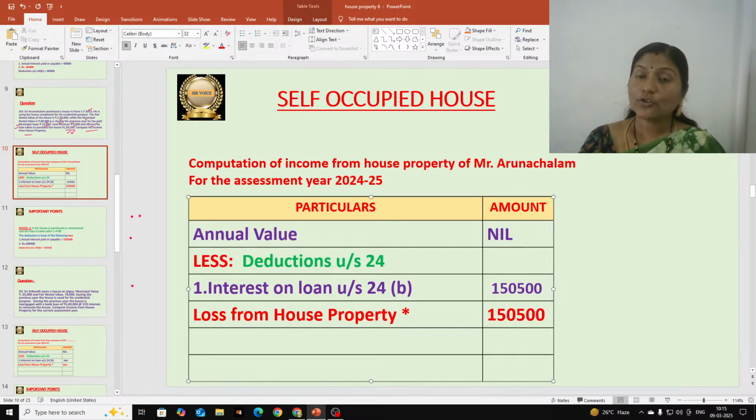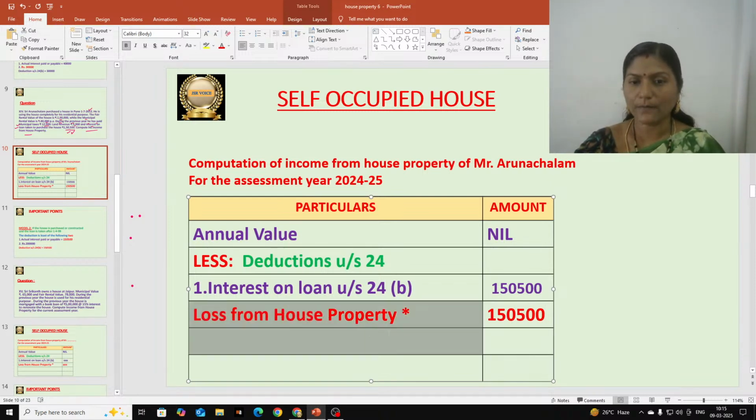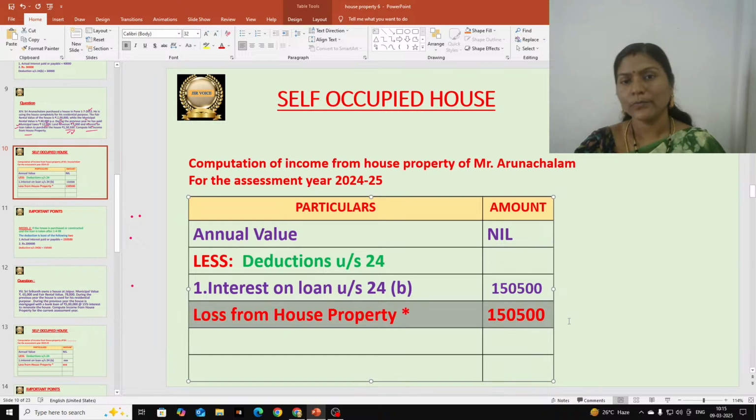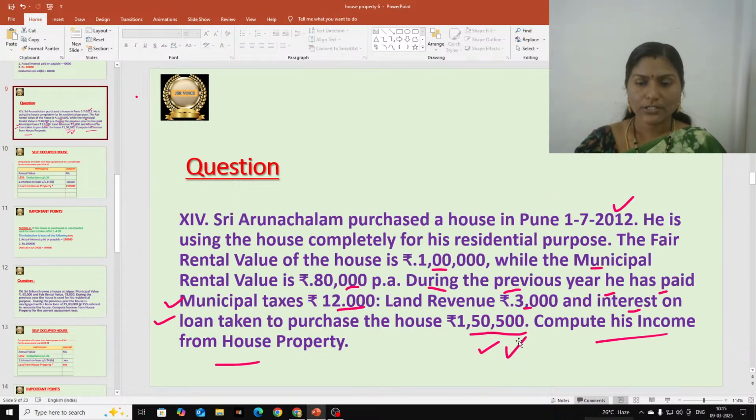But you should name it as loss from house property. Okay, you should name it as what? Loss from house property, 1,50,500. This is the answer for this question. Hope this is clear, students. Okay, so this is how you have to do the solution. I will show the question once as well as solution what we did for this problem. So this is a question that we did. First, understanding the question is very important, students. If once you understand, easily you can do that. Okay, if you don't understand, you can't do that properly. So that is why you have to understand the question first.